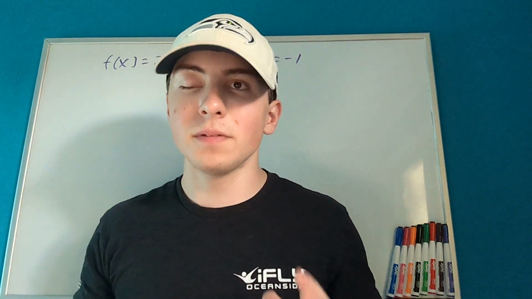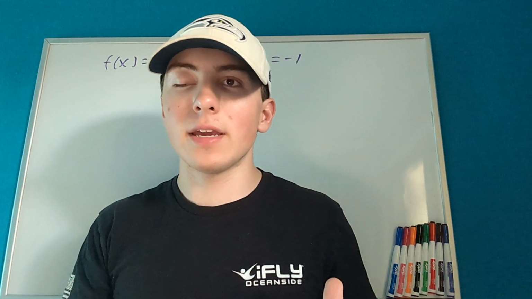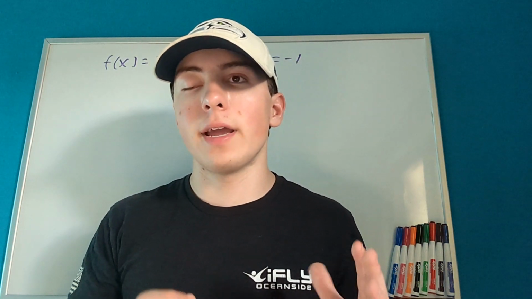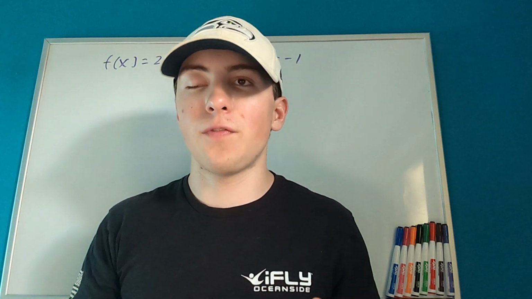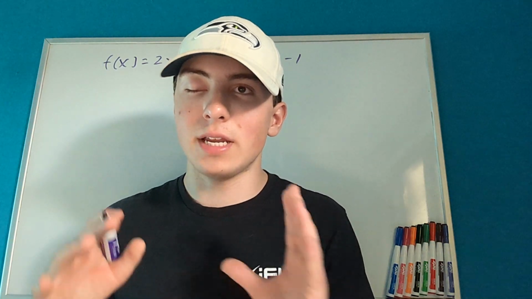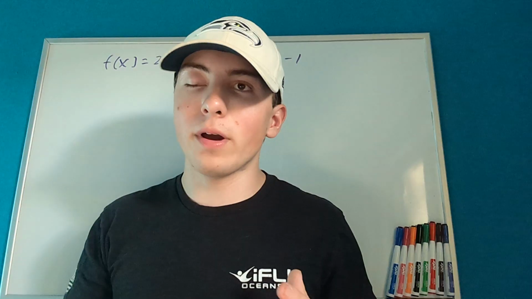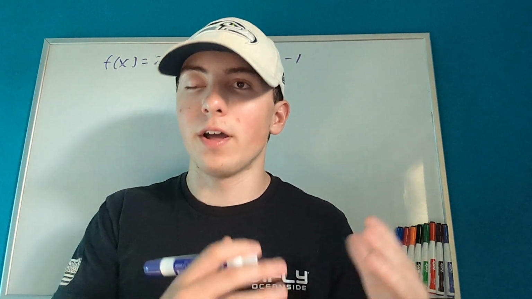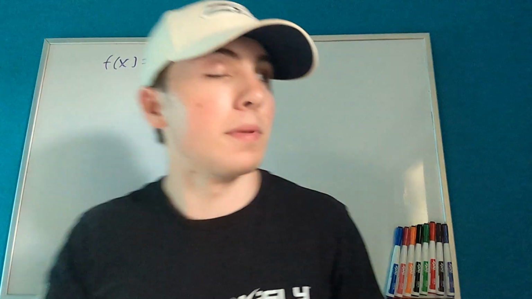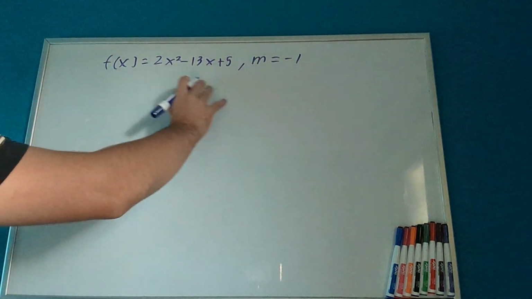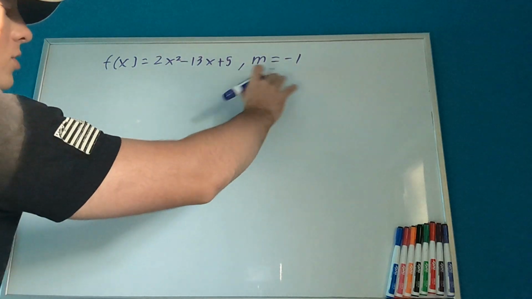Today, I want to talk about how, if we have a function and we're given a slope value, we can figure out whether there is a point on that function where the line tangent to that point will have the slope value that was given to us. So what do I mean by this? Here is our f of x, and here is our slope value.